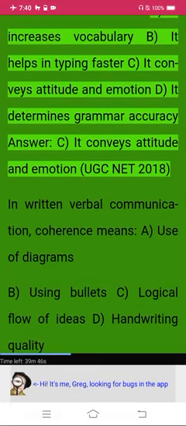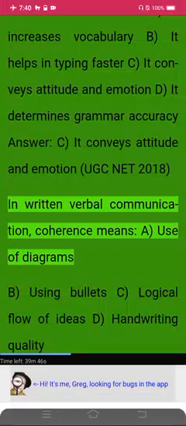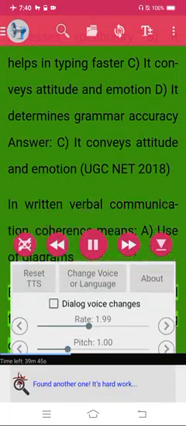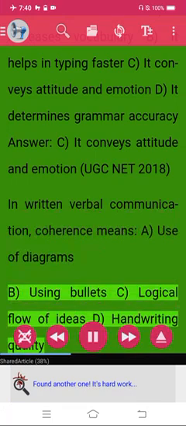UGC-NET 2018. In written verbal communication, coherence means A. Use of diagrams. B. Using bullets. C. Logical flow of ideas. D. Handwriting quality.